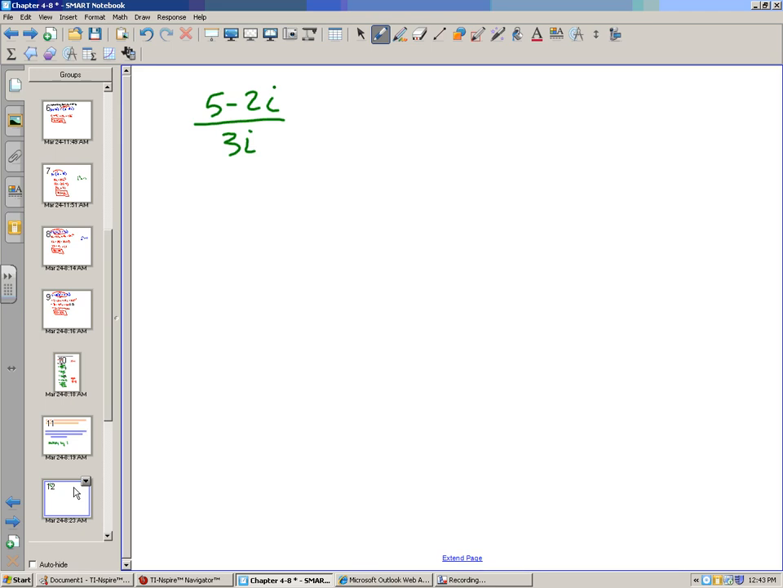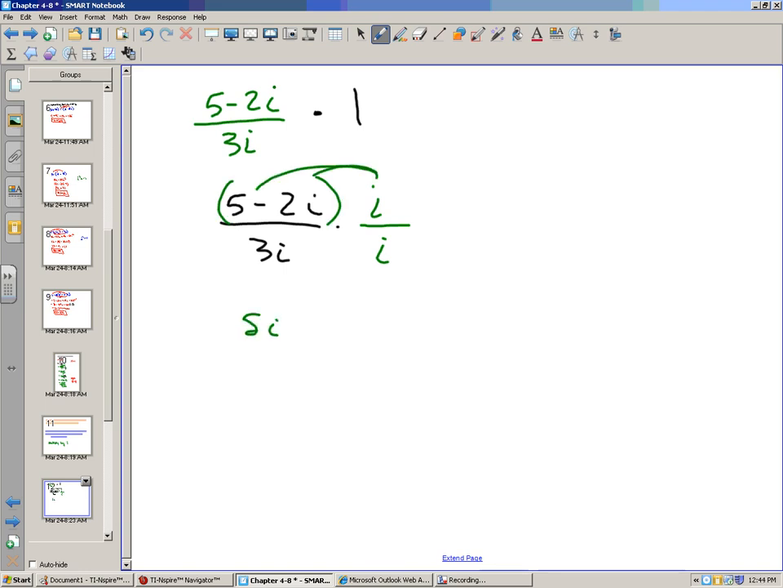Can anything simplify? No. I need a number in the denominator. How can I transform that i to be a numerical number? I need i squared. So times it by 1, which turns out to be what? i over i. Do we all see that? Okay. And I'm now going to distribute: 5i minus 2i squared all over 3i squared.